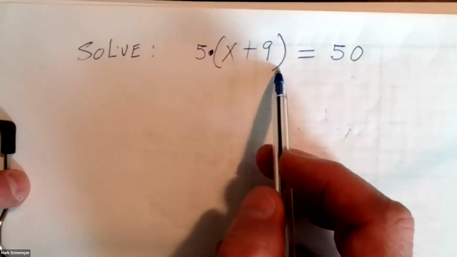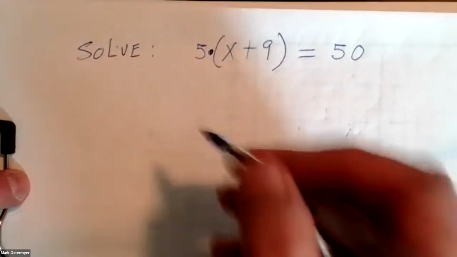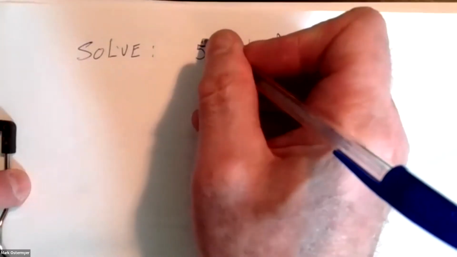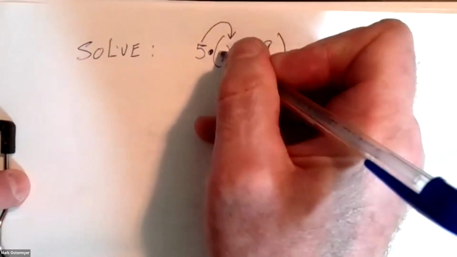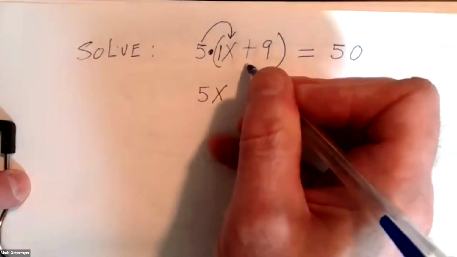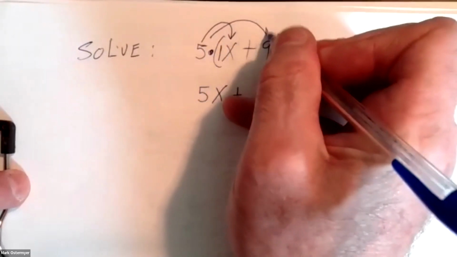And I have a question for you. What property is going to enable us to do that? What am I going to use? What property to get rid of the parentheses? The distributive property. We're going to take 5 times 1x. And what is 5 times 1x? That gives you 5x. Plus, then we have to take 5 times 9.